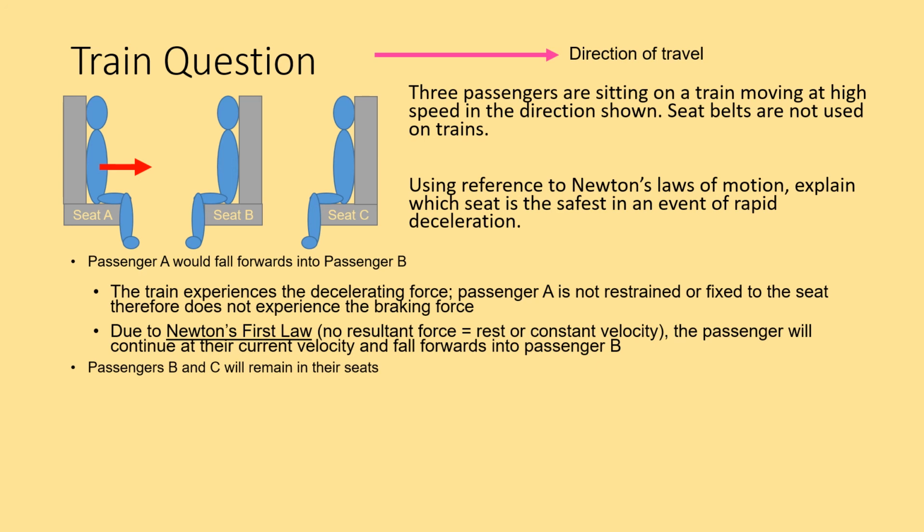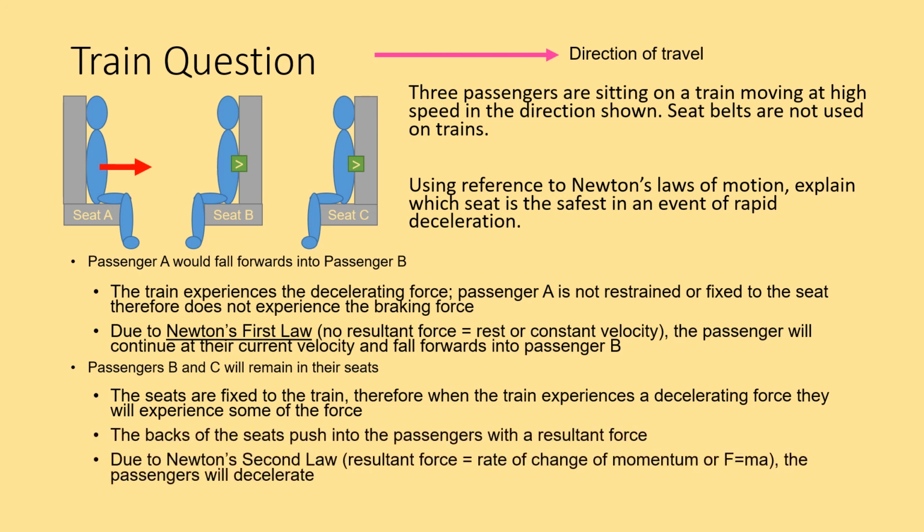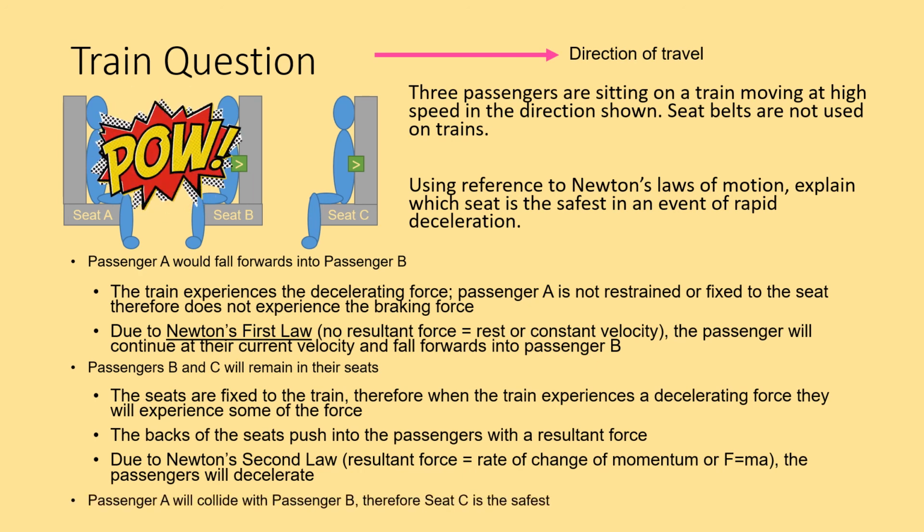So passengers B and C are going to remain in their seats. They're experiencing the braking force and they are going to be fine, except for passenger B, who is going to get squished. Bang. So passenger A is going to collide with passenger B. So passenger in seat C is the safest.